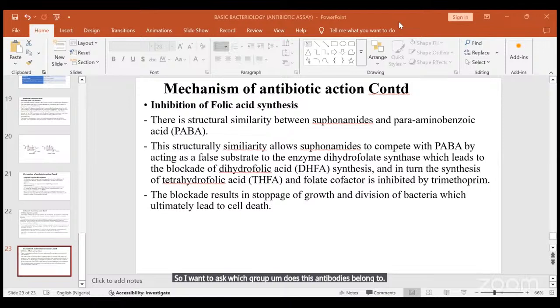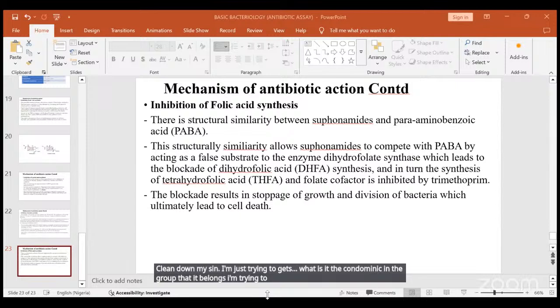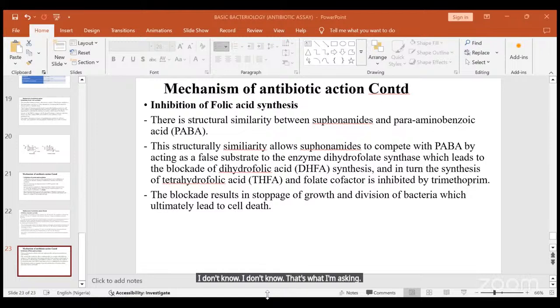Which one? Clindamycin. Which of the group is clindamycin? I don't think it's aminoglycoside. I'm just trying to get the group that clindamycin belongs to. I doubt whether it's aminoglycoside. I don't know it. That's what I'm asking, because a doctor prescribed it.